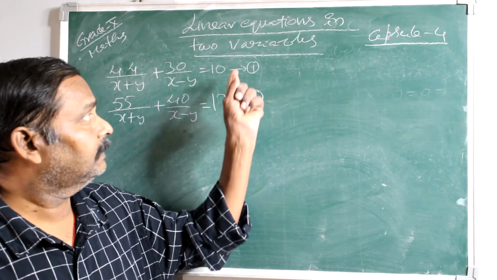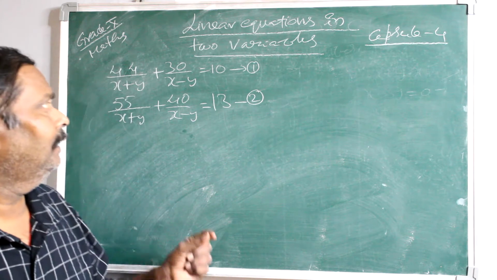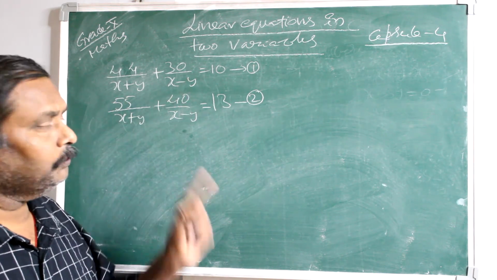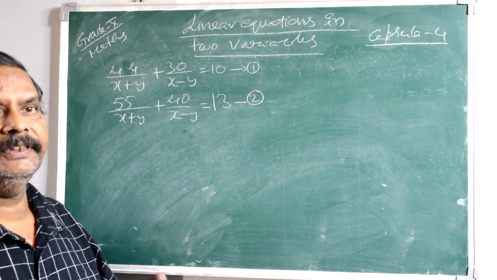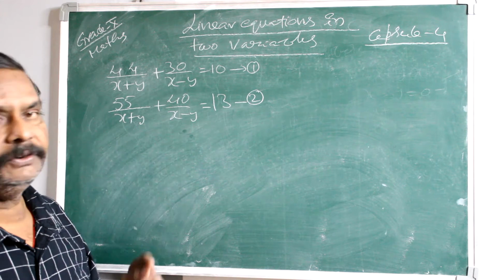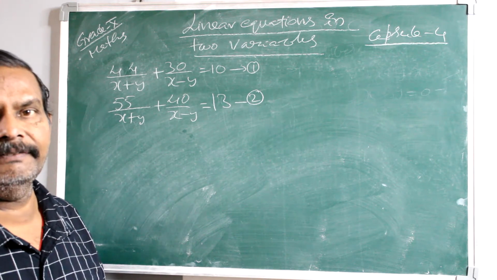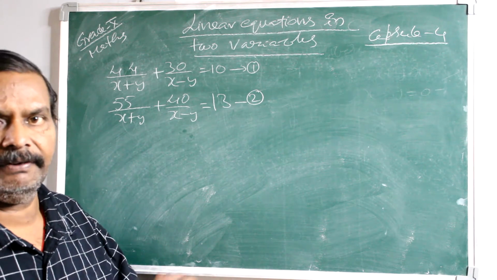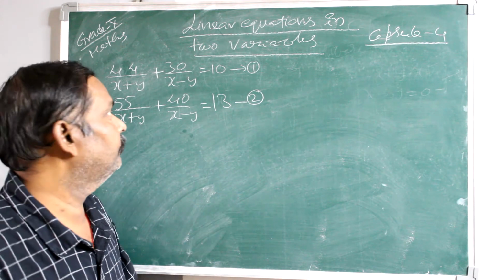Now let us solve these two linear equations in two variables. Strictly speaking, x and y are the two variables, but the two equations are not in the standard form. So what we need to do is convert these two into the standard form and then proceed to solve the two linear equations using any one of the four methods that we have already discussed. Let us see how to convert this into the standard form.